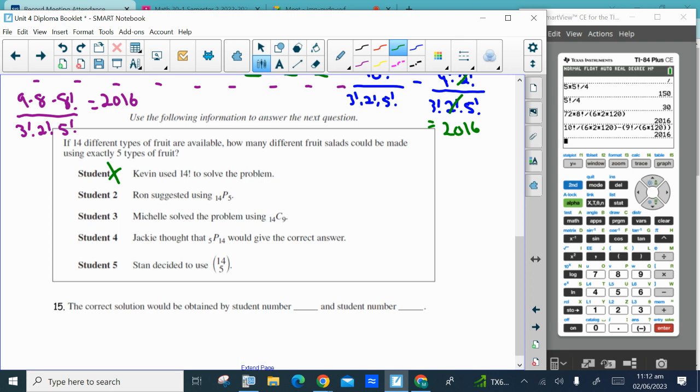All right. Then Ron said 14P5. Alicia, you're shaking your head. Do you think Ron's incorrect too? Why is Ron incorrect? That's choosing 5 from 14.